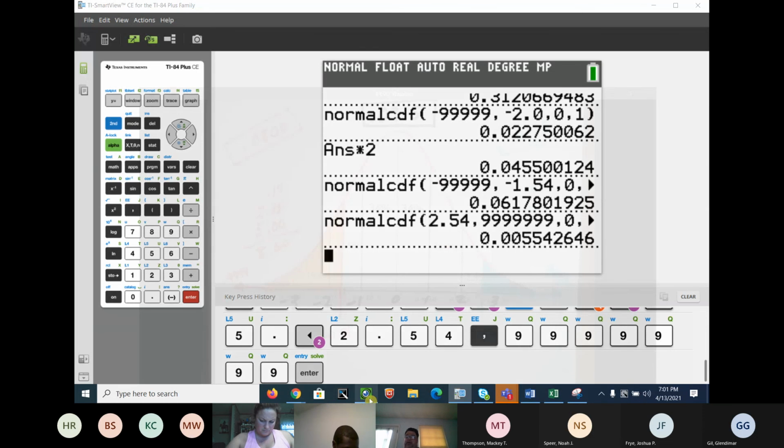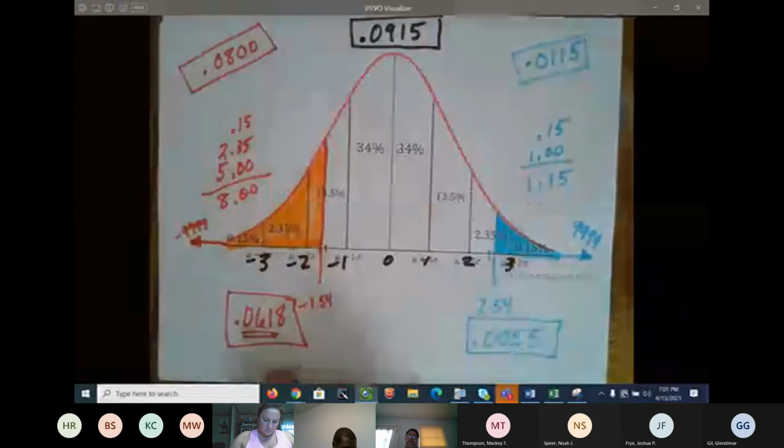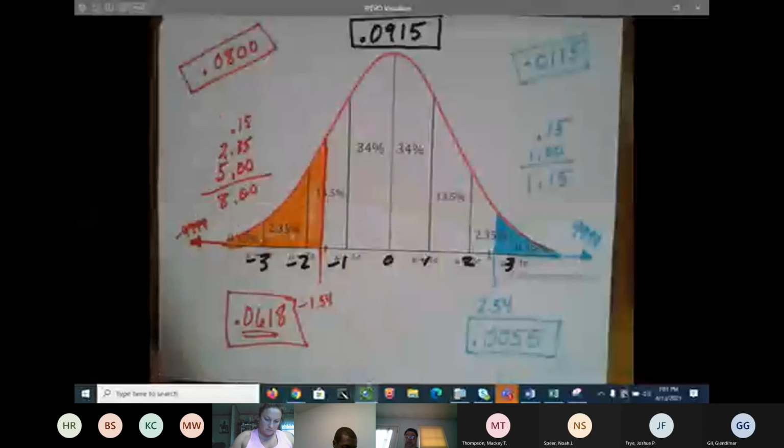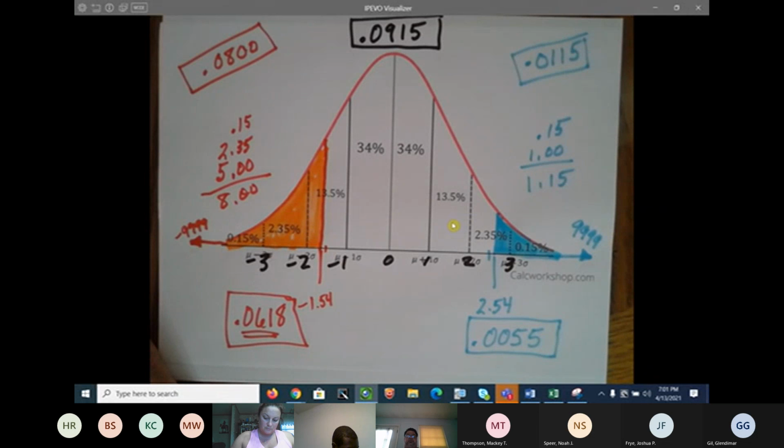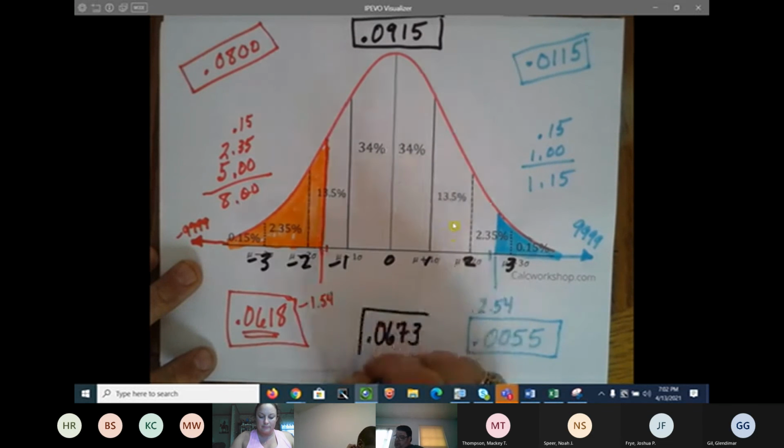Now let's look. I got 9% as an estimate, and the answer, when you add those two together, is 0.0673. Can somebody verify that? 0.0673, correct. And that's your answer.